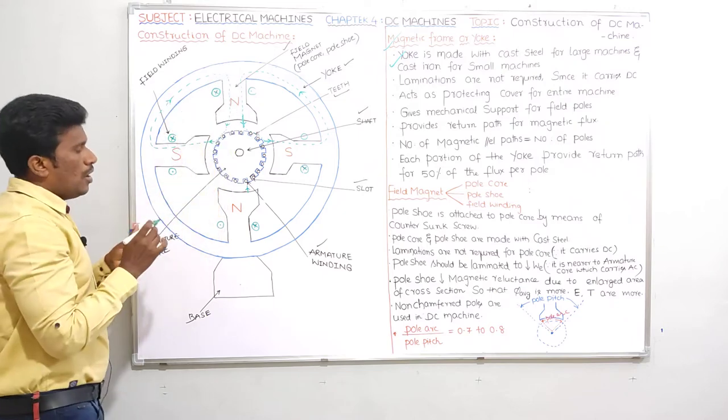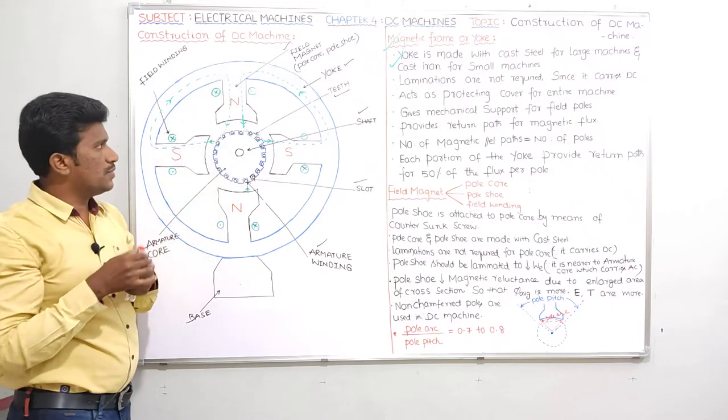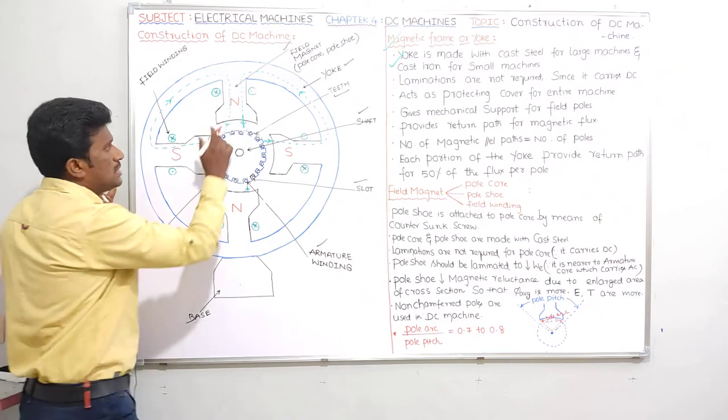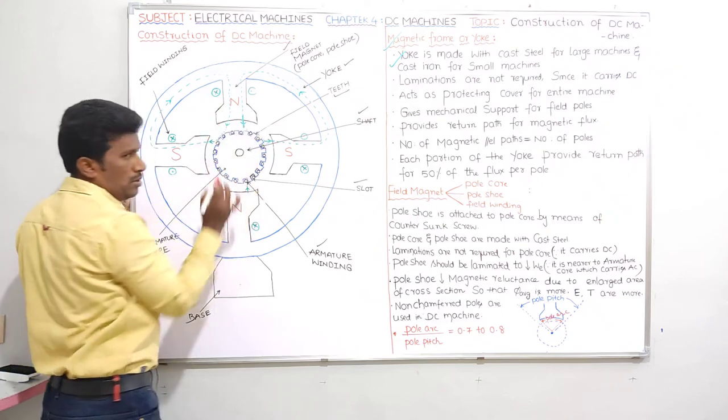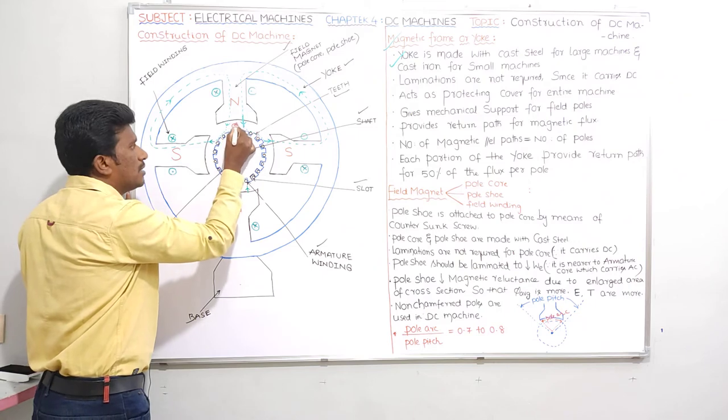Now, let me ask one simple question. It's a very simple question I'm asking. Let us assume that under the North Pole the flux is phi.